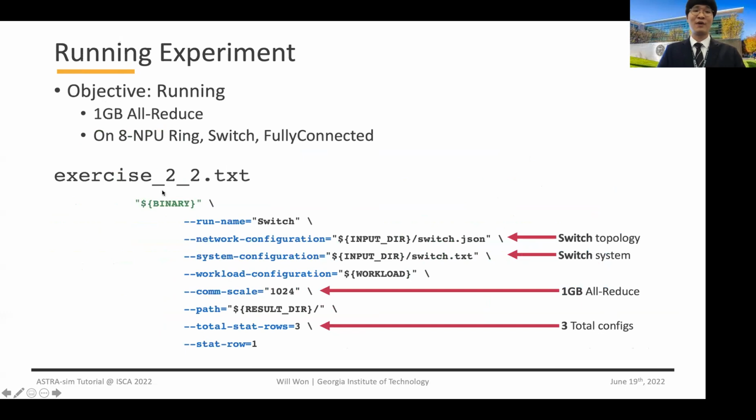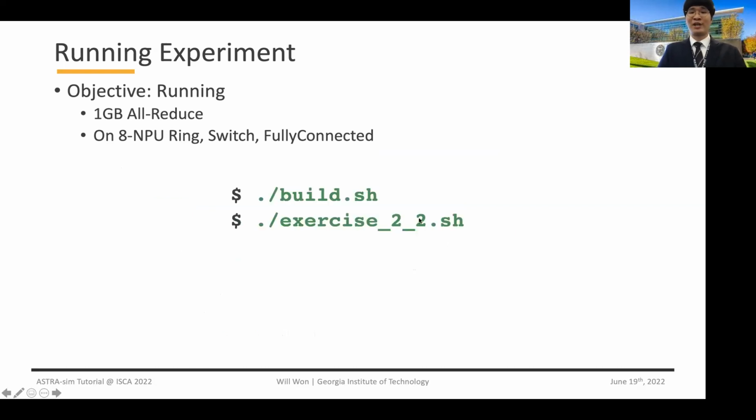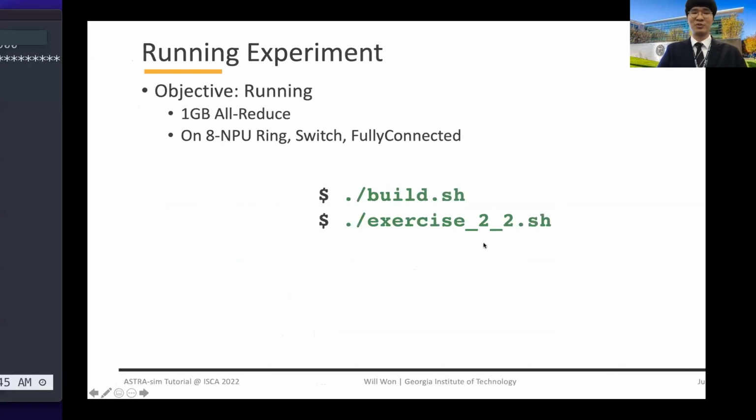Then the experimental setup is that I want to test a 1 gigabyte all-reduce on 3 different topologies and compare them: ring, switch, and fully connected. That's why I set total stat rows to 3. I just run this binary 3 times, with the ring, the switch topology and algorithm, and fully connected, which is already pre-populated and written in the exercise 2-2 shell script.